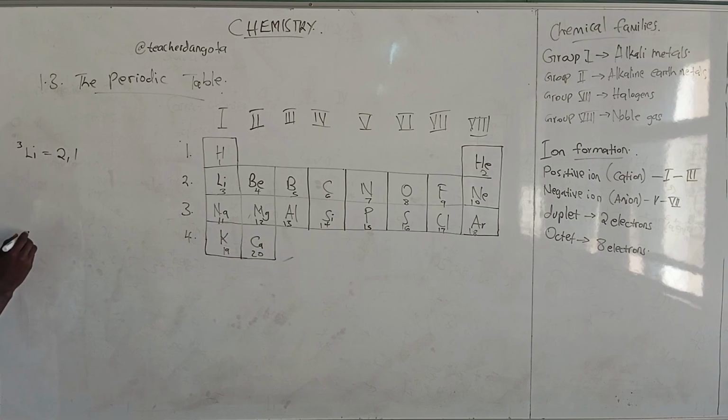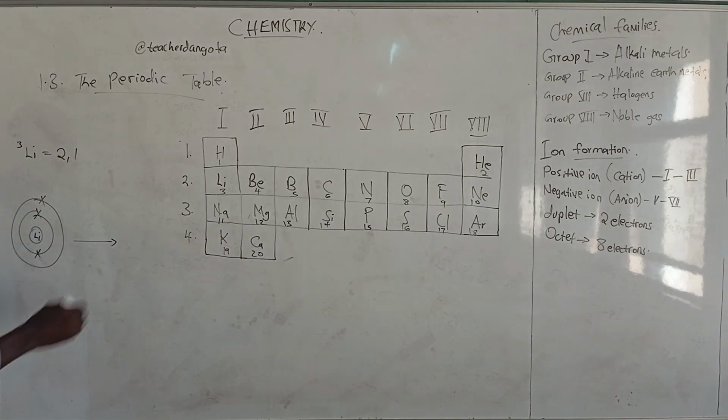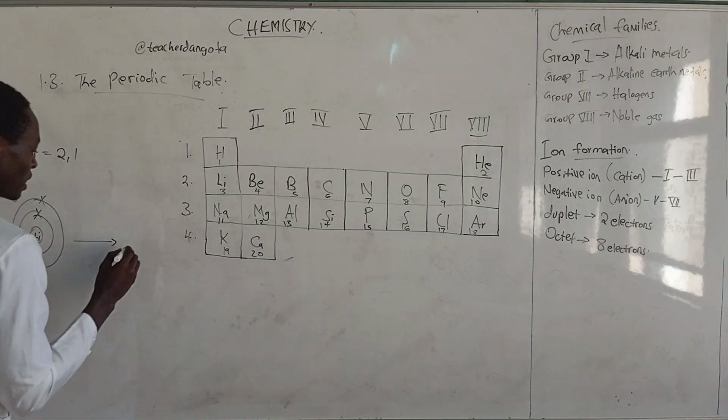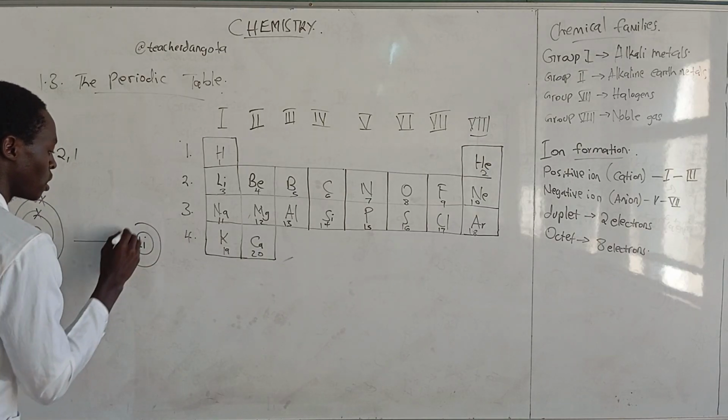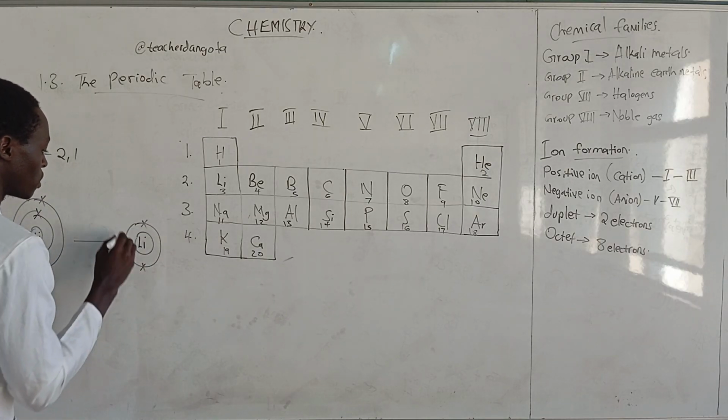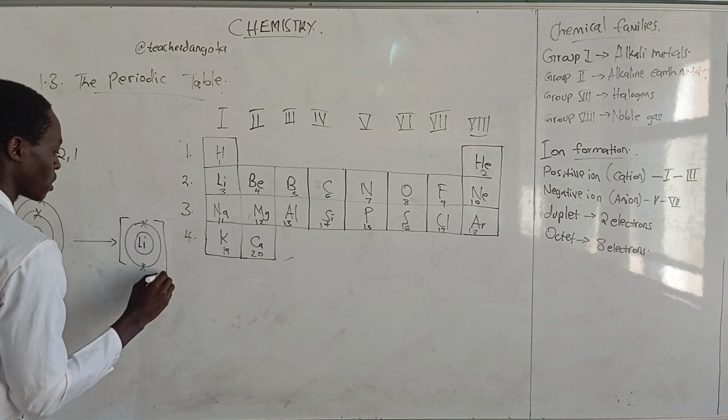Okay, so lithium, let's say that is the nucleus. Then the first energy level has 2 electrons, and the second energy level has just 1 electron. So for it to become stable, it will lose 1 electron. Okay, so we end up with the nucleus, then we have this.